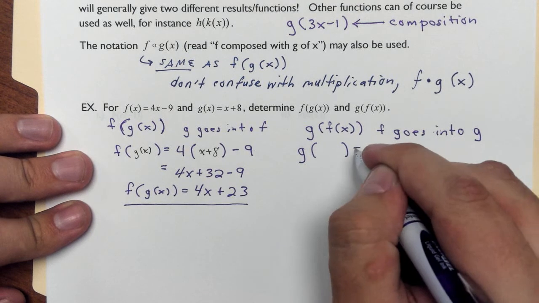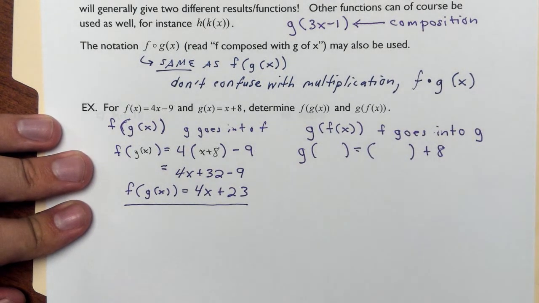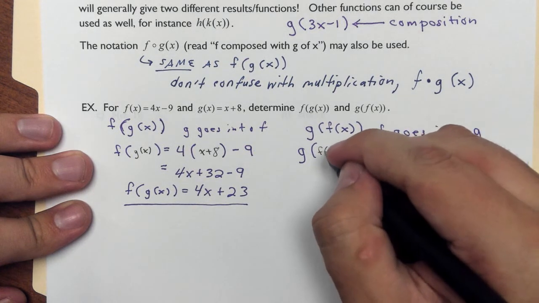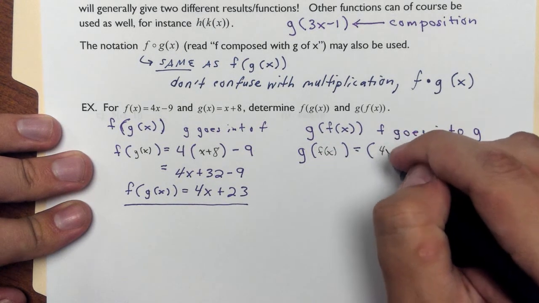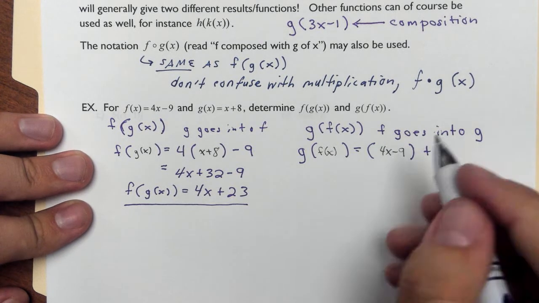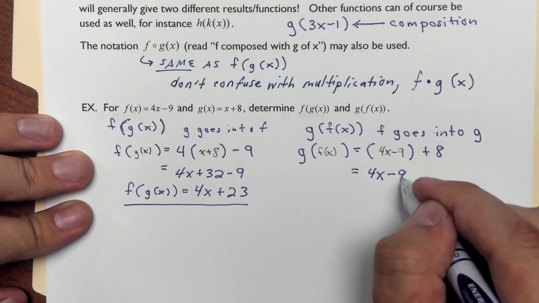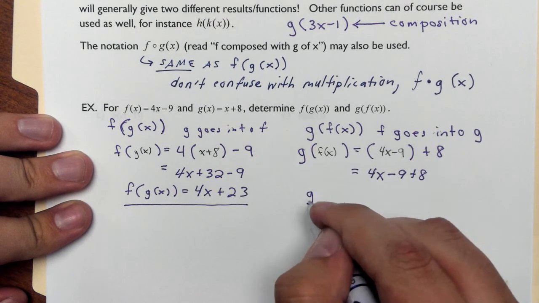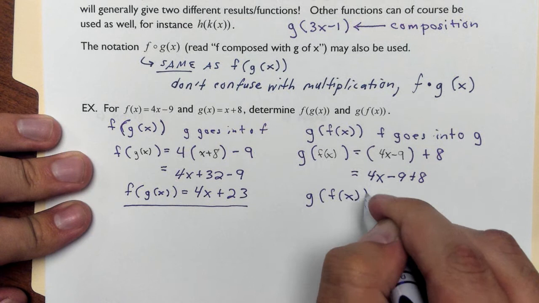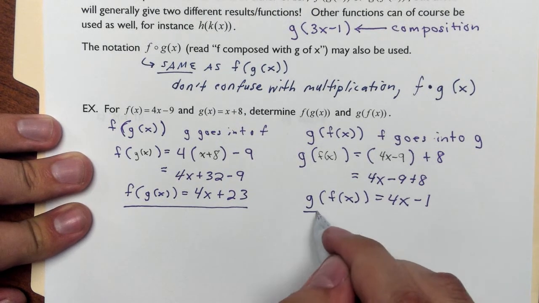So g of x plus 8. A bit simpler substitution here. I'm substituting in f of x, which is 4x minus 9. And right here, these parentheses don't really do anything. I can just take them off or ignore them and go ahead and combine my like terms. G of f of x is 4x minus 1.